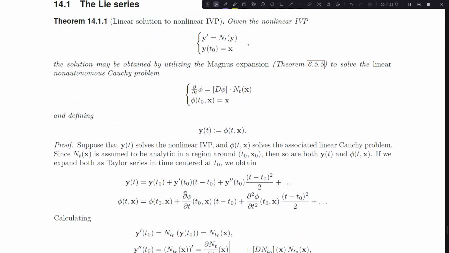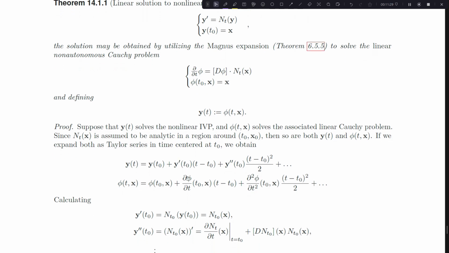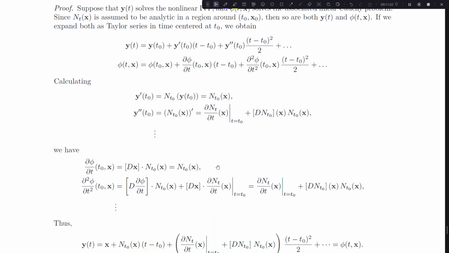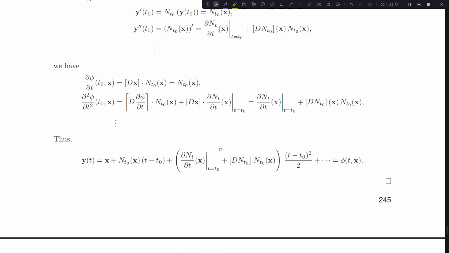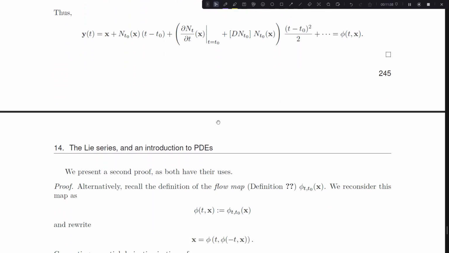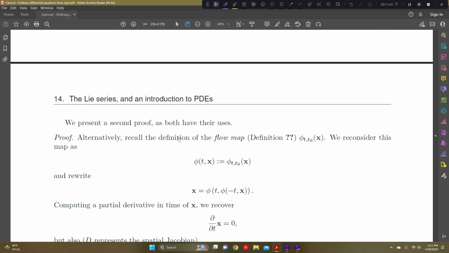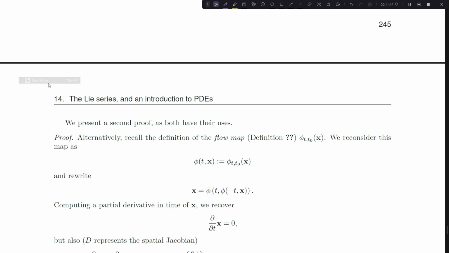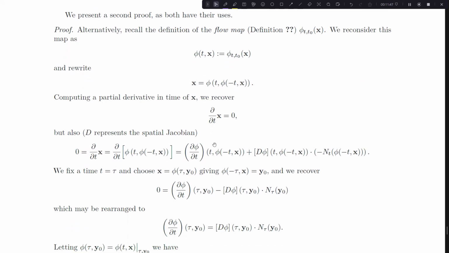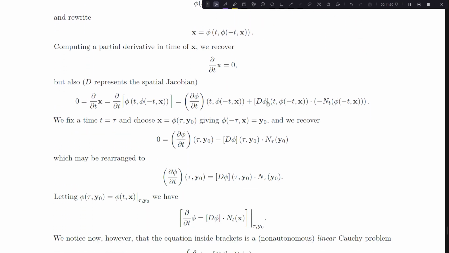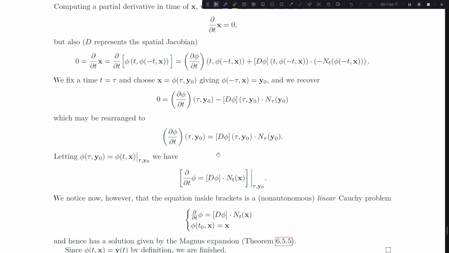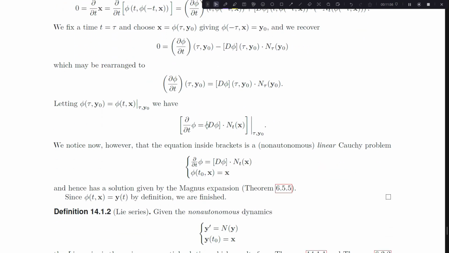So since we're restricting ourselves to analytic functions here, like I'm supposing that we are starting with an analytic n, then we just expand everything as a Taylor series, and you immediately see that all of the terms of the Taylor series agree. There's a second proof that doesn't require analyticity. It just requires that we're differentiable, I think once in both x and t, which is what you would expect out of something like the Picard-Lindelöf.